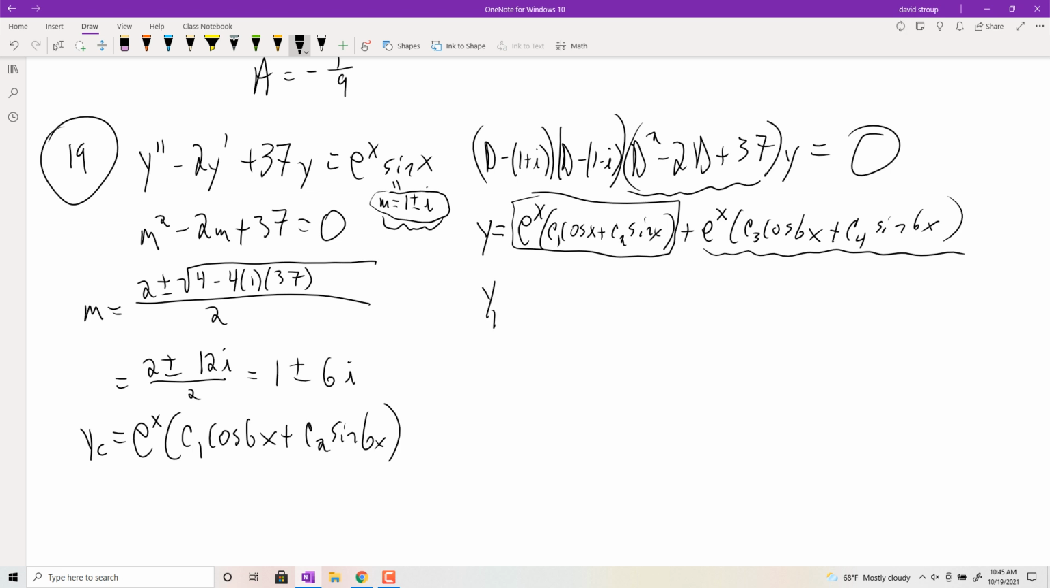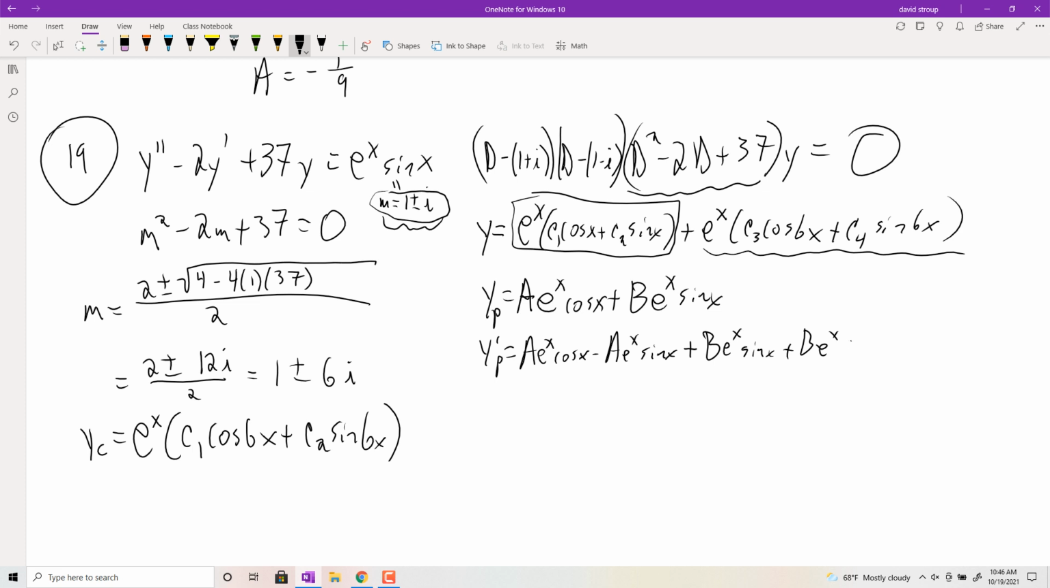So this turns out to be your particular part. Okay, so y_p is, and let's distribute the e to the x. I'm going to replace the c1 and c2 with A and B. So I have A e to the x cosine x plus B e to the x sine x. And then I need to get the two derivatives. So y prime, you got to do product rules on both of these. So A e to the x cosine x minus A e to the x sine x plus B e to the x sine x plus B e to the x cosine x, and then y double prime.